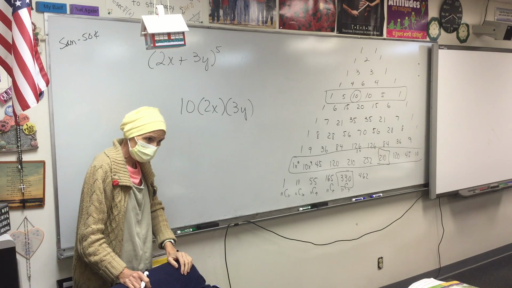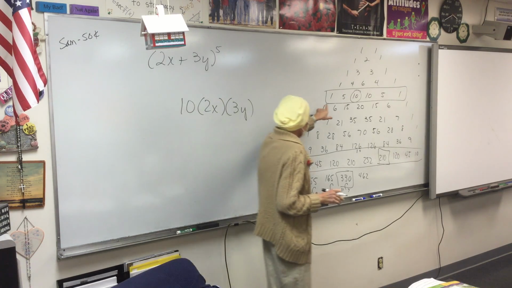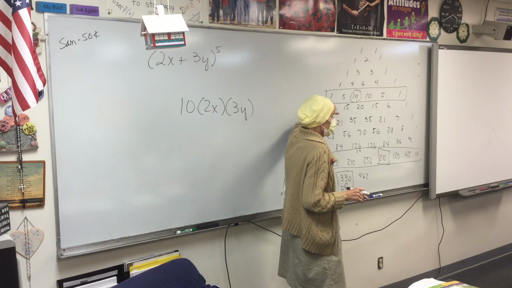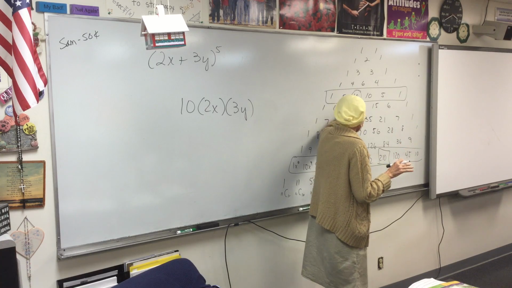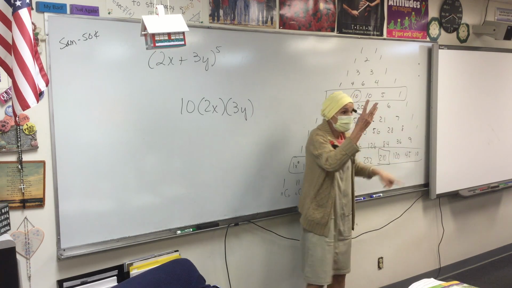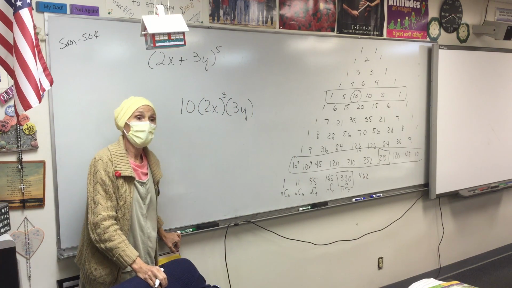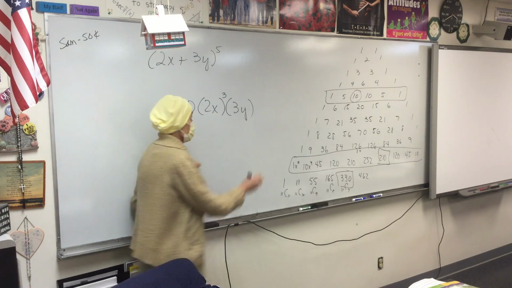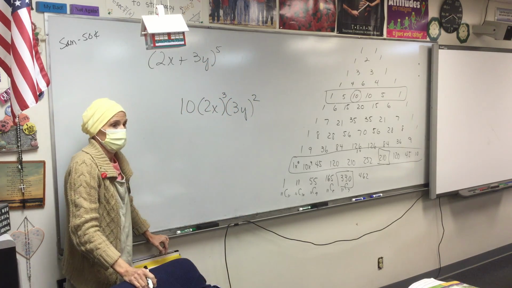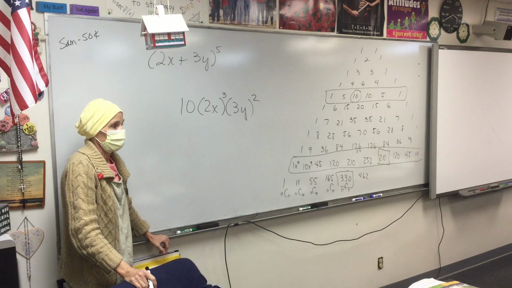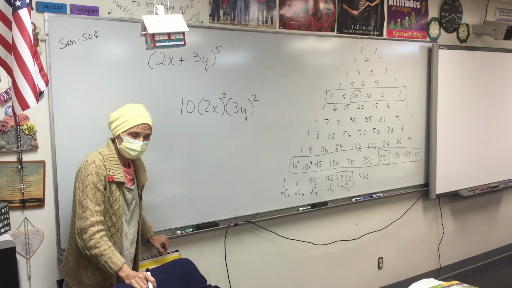Now I need my powers. If I did the whole thing, what would be the power on the x's right here? 5. And then it would go down to 4. And so the term I want, the x power is 3. Which means the y power is 2, because these have to add up to 5. Right? Now we're going to simplify.